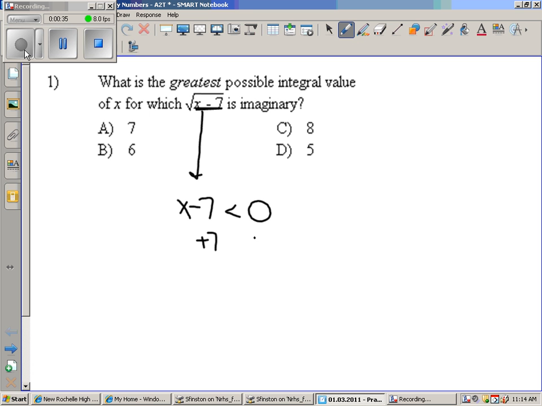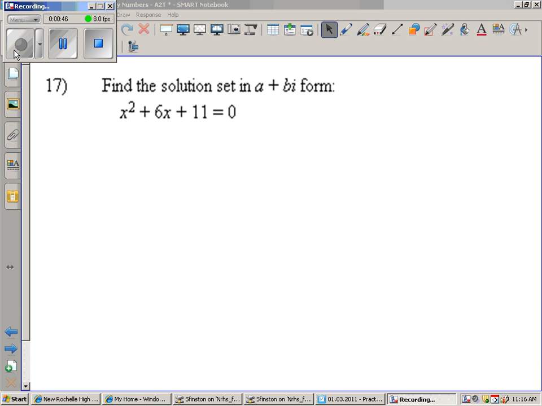Of course you can. So we just add 7 to each side, and so basically x has got to be less than 7. Which is the biggest number up there that's less than 7? That was easy.